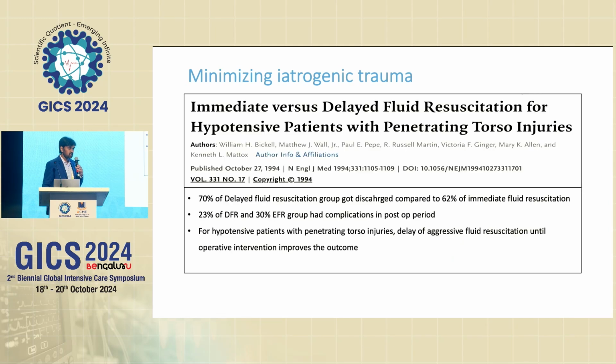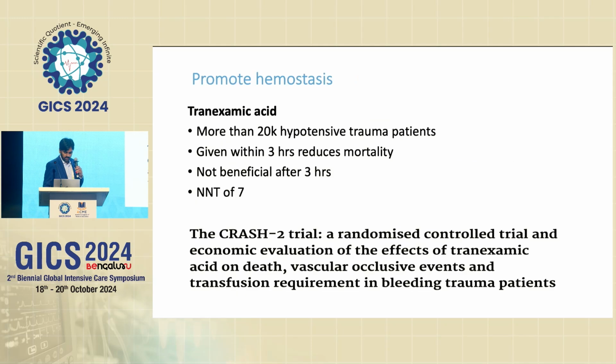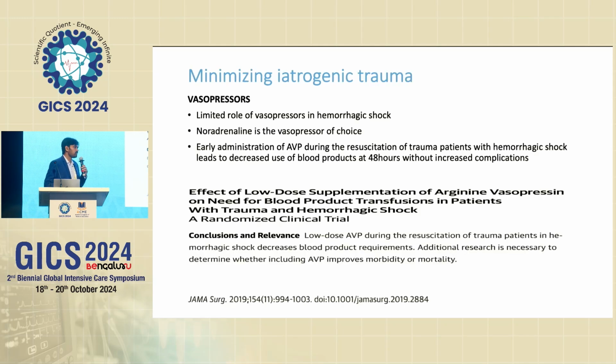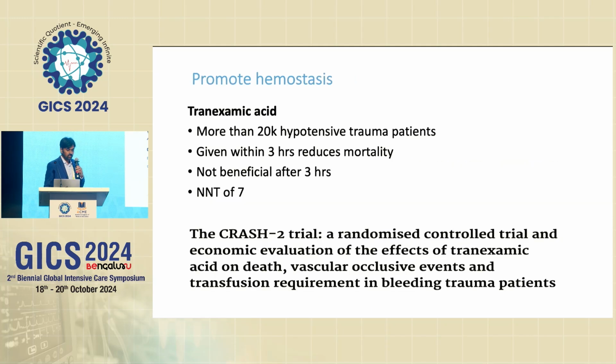So this is another study which showed that immediate and delayed fluid resuscitation did not show any difference. The delayed fluid resuscitation was associated with better outcomes. Again, the role of vasopressors: don't jump on giving vasopressors in hemorrhagic shock. The role of inotropes in hemorrhagic shock is limited. There has been a recent study called the AVERT Shock trial which showed that a low dose use of vasopressin was associated with decreased blood product transfusion.